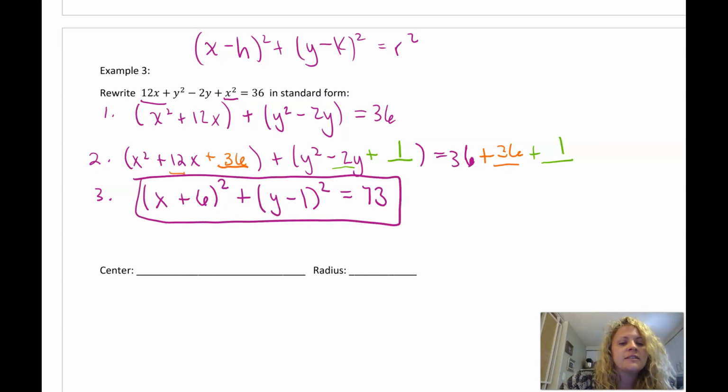The center is at -6, +1, and the radius is the square root of 73. And that's it.